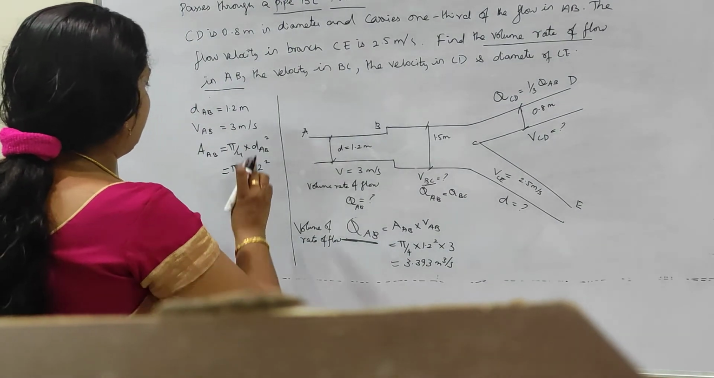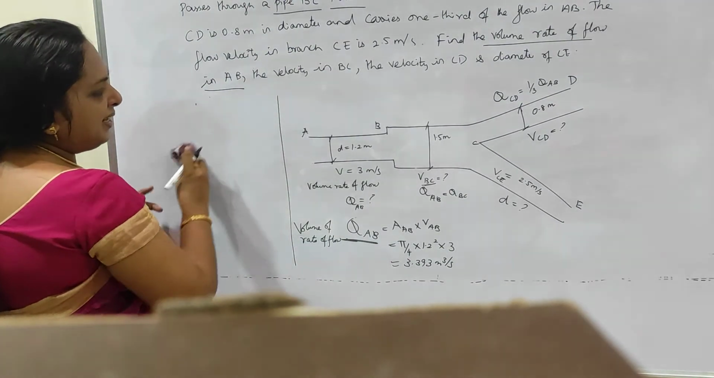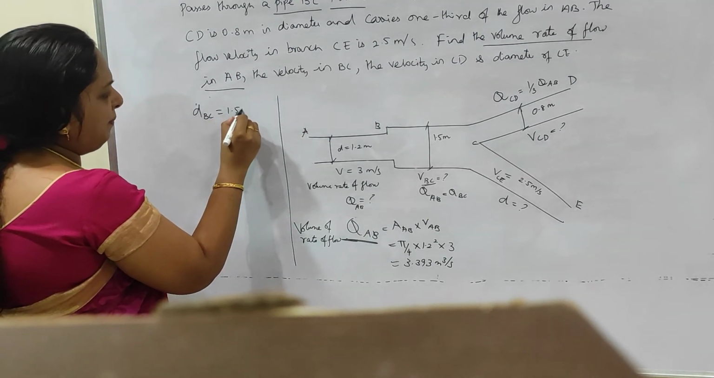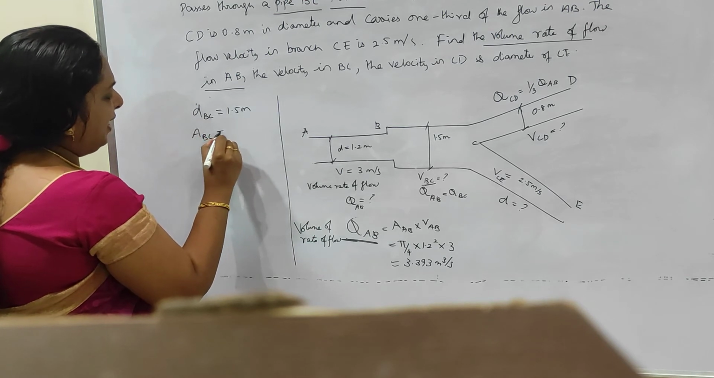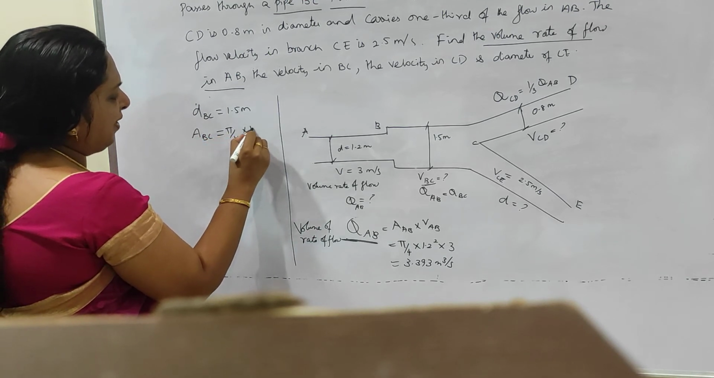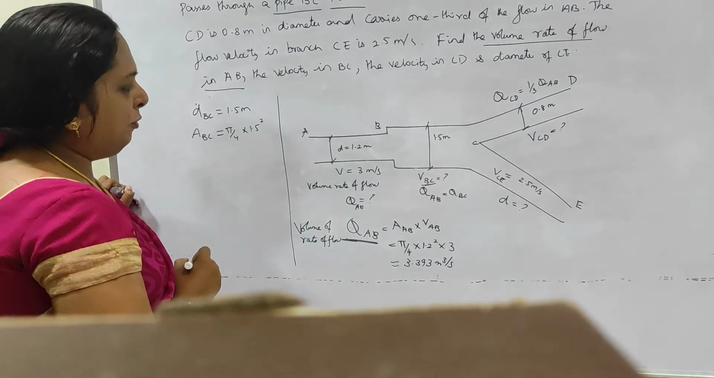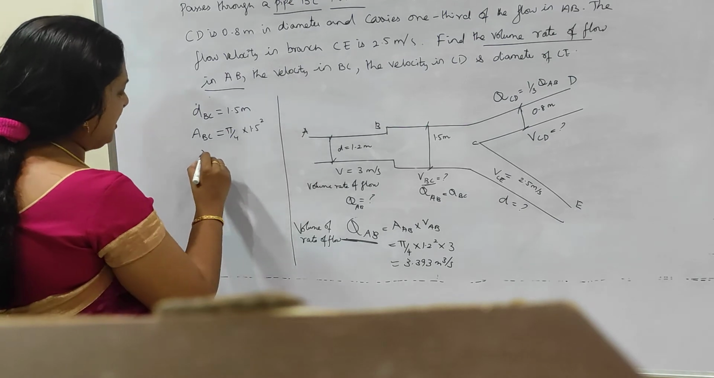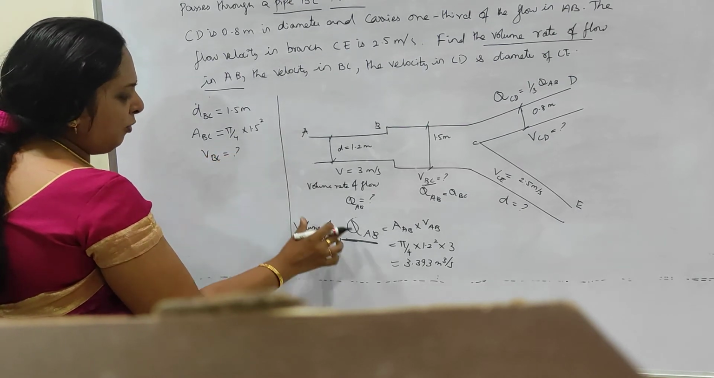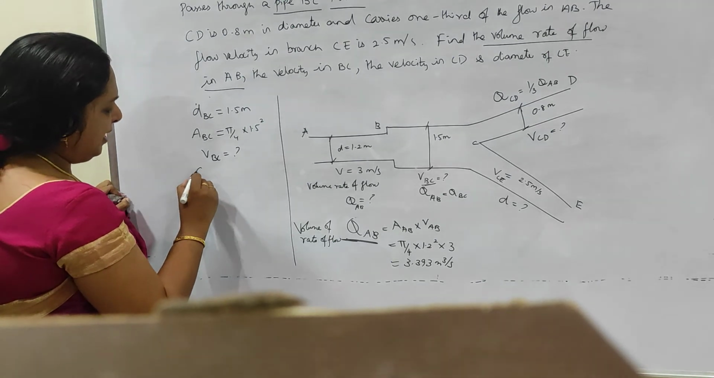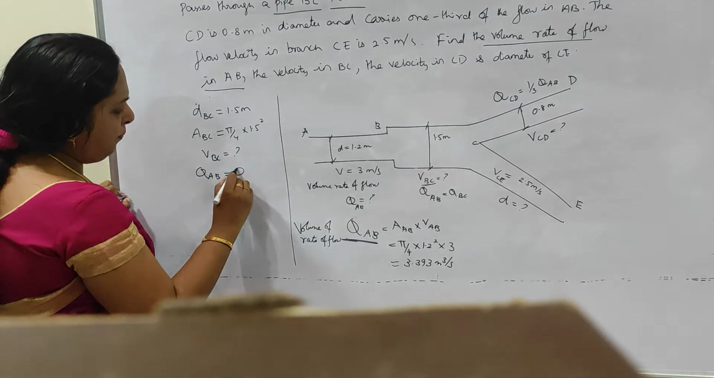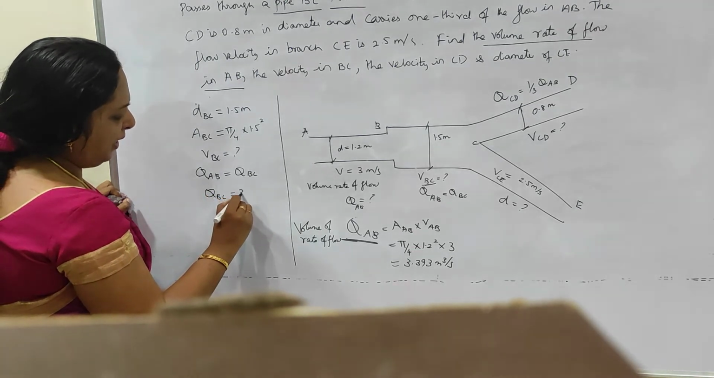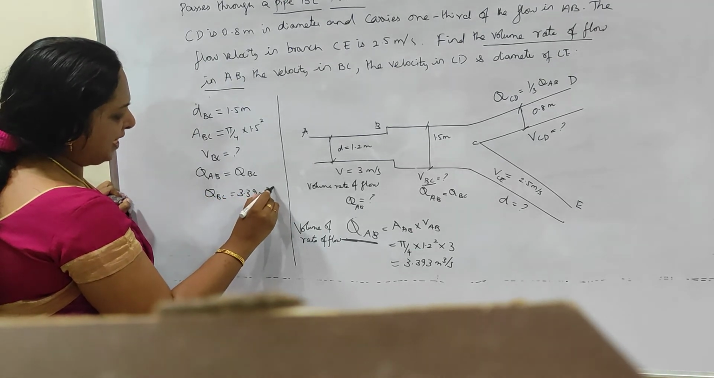Okay, so here what have they given in this case? They have given you the diameter of the pipe BC, which is 1.5 meters. So obviously, what is my area? It is pi by 4 into 1.5 squared. Okay, pi by 4 into d squared. So I know this. Now what I have to find out is VBC. Since this flow is the same, QAB is equal to QBC, so QBC will be equal to 3.393 meter cube per second.